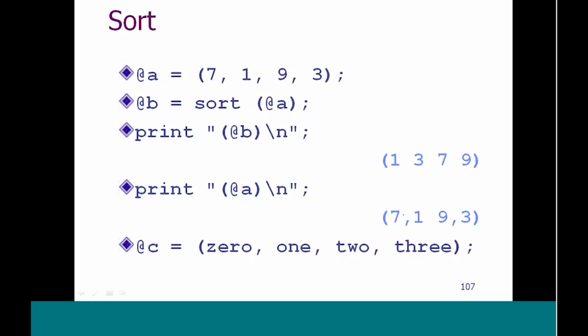Okay, and then the other key function is the sort function. This is another one that you will be using more often in the real world. So here an array is given 7, 1, 9, 3, and then we say @B is sort @A. Now if we print out that @B, it prints out 1, 3, 7, 9. You can see that it's sorted @A in an ascending way. So this is an ascending sort.